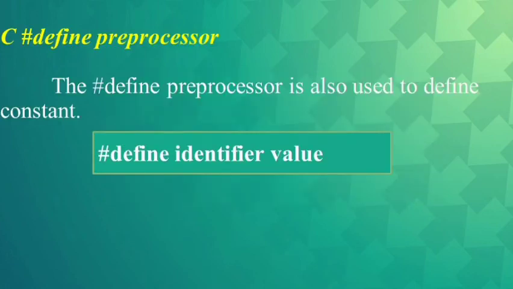Next, the hash define preprocessor. The hash define preprocessor is also used to define a constant. The syntax for defining a constant value by using the hash define preprocessor is you just write hash define, then identifier, then value. Identifier is nothing but a variable name. Value is the constant value assigned to that particular identifier.